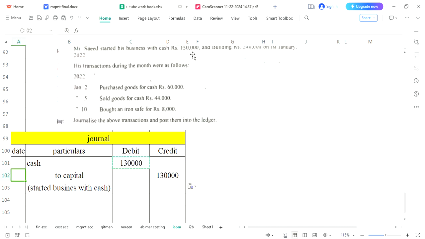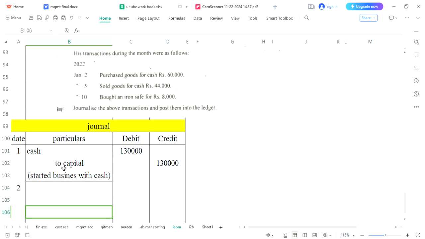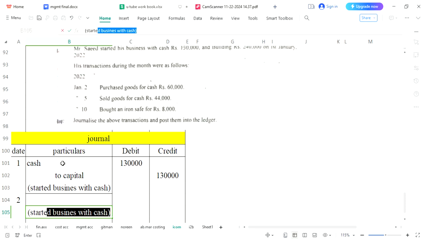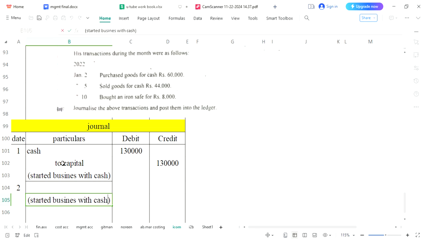This was your first entry, and now we will see what the second entry is saying. And please note it down: after each entry you will put a line in particulars only. Please note it down, only in particulars. So now we are going to see the second part of this entry. Started business with cash and building. So here, started business, again we will write the same thing. Now he is saying he has started this business with a building.